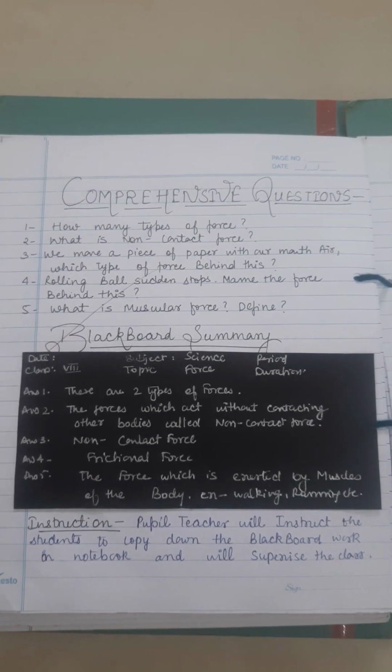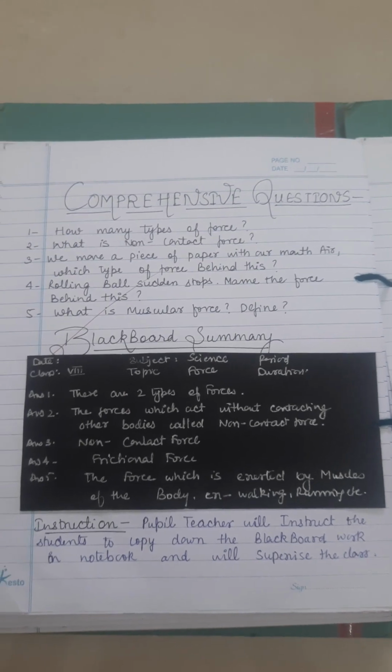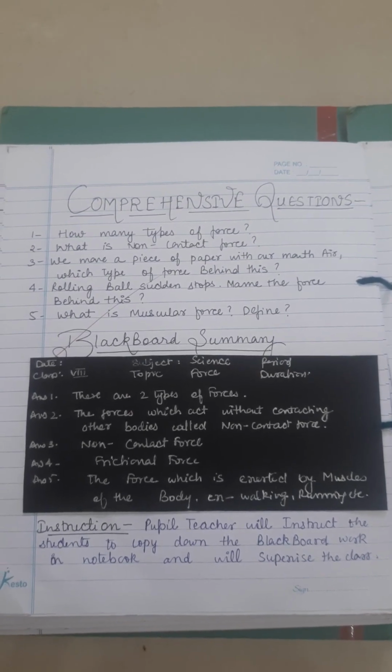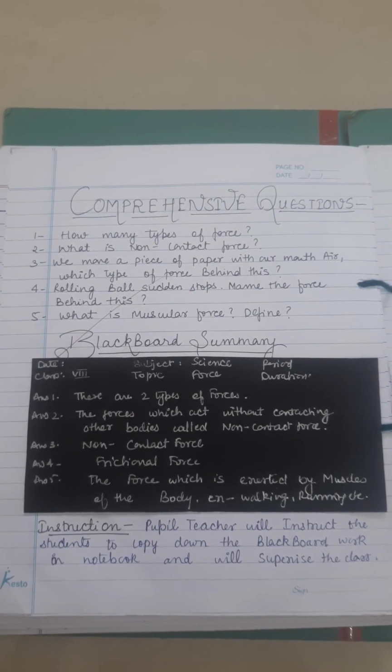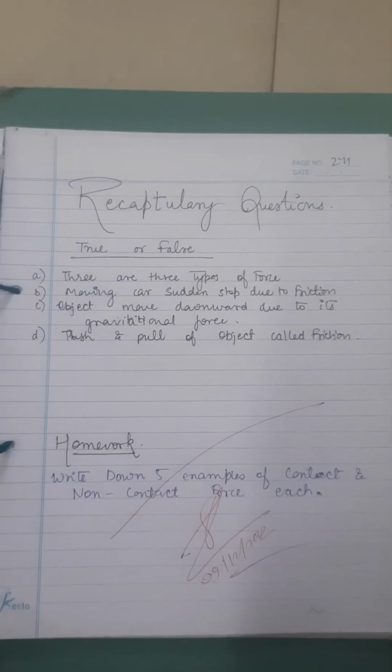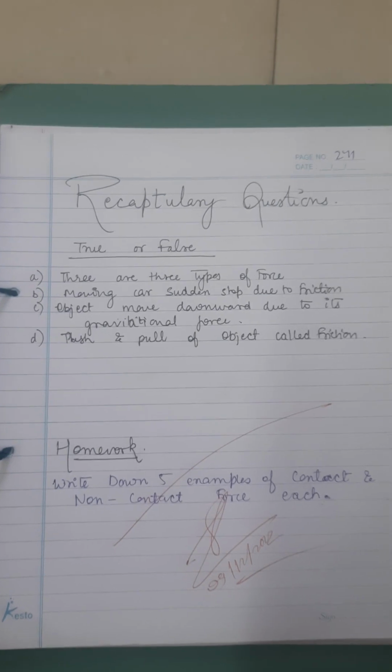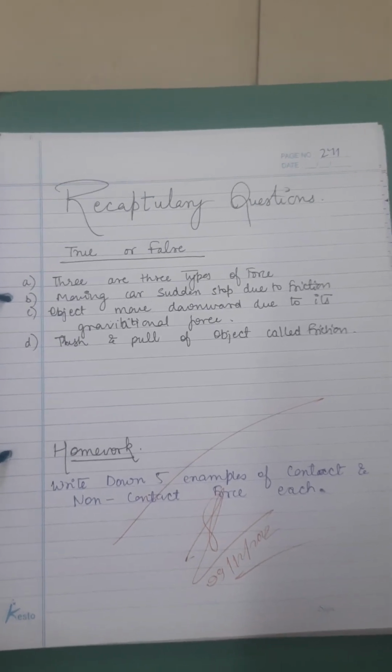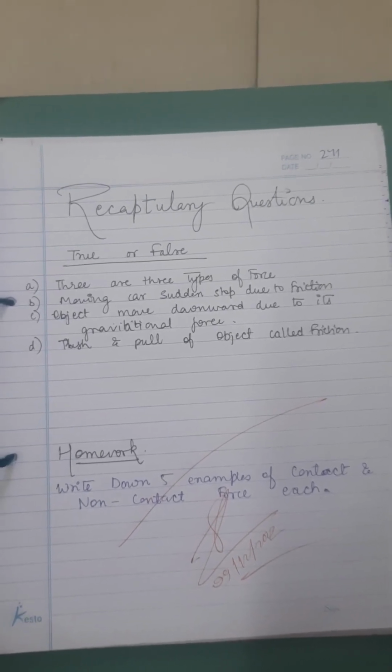Then you have to give instruction, that is, the pupil teacher will instruct the students to copy down the blackboard work on notebook and will supervise the class. After that you have to write the recapitulatory questions. Here I have used true and false. You can also use fill in the blanks, and at the last you have to give homework.